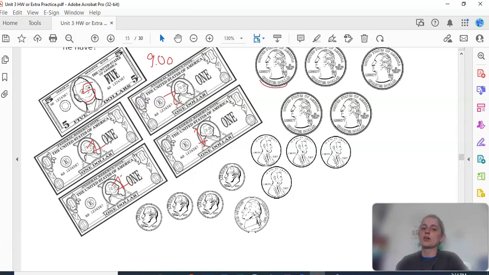This is a quarter. A quarter of $1 means $1 cut into 4 parts. If $1 is 100 cents, cut it into 4 parts. Each quarter is 25 cents. So here, 4 parts, that's another $1.